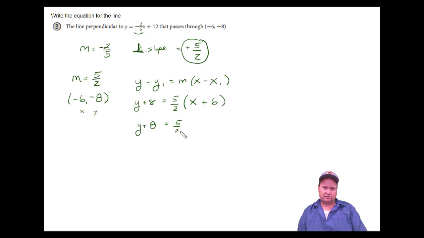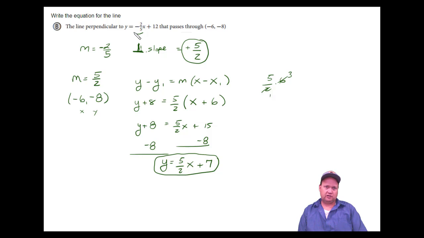So that's 5/2 x, which isn't going to be a big deal. And then we're going to multiply 5/2 times 6. If you're not sure how that works, the 2 crosses off with the 6, and that reduces to a 3, and that becomes 15. So plus 15. You can also look at it as 6 times 5 is 30, and 30 divided by 2 is 15. And then to wrap this problem up, we'll take away an 8 on both sides and we're done. So we end up with y equals 5/2 x plus 7. And that is a perpendicular line to this equation here that also passes through the point negative 6, negative 8.